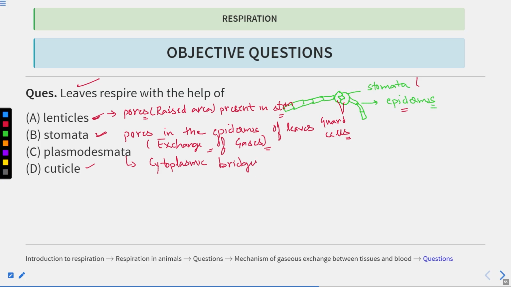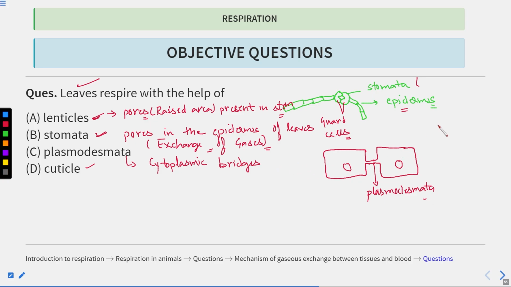Okay, these are cytoplasmic bridges through which the two cells are connected, and there is transport of materials also through this plasmodesmata. So how does plasmodesmata look like? Okay, so these are the cytoplasmic connections. So this is one cell, this is another cell, this is the nucleus of the cell. This is known as the plasmodesmata. Okay, these are the cytoplasmic bridges that connect the two cells.